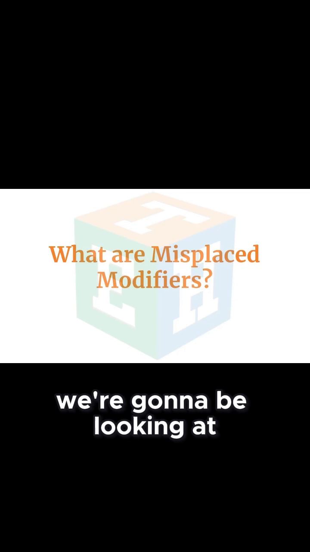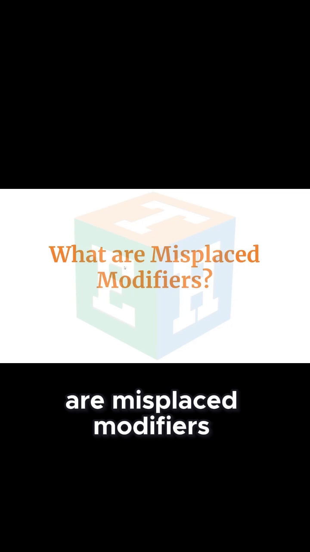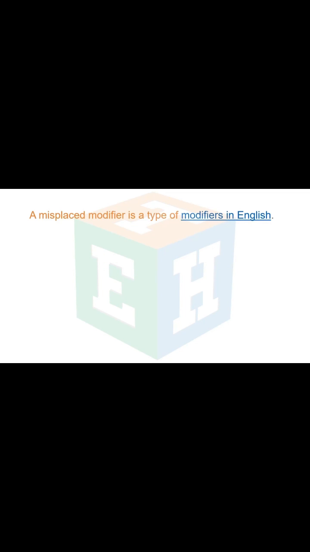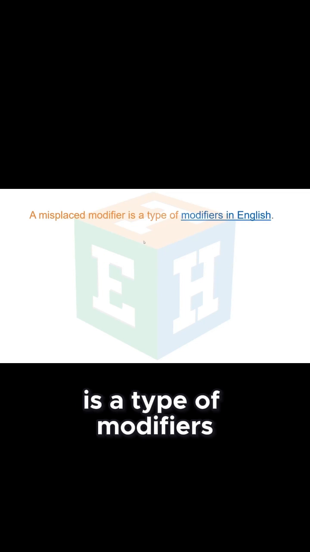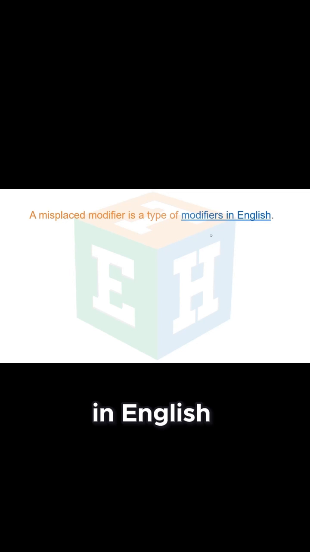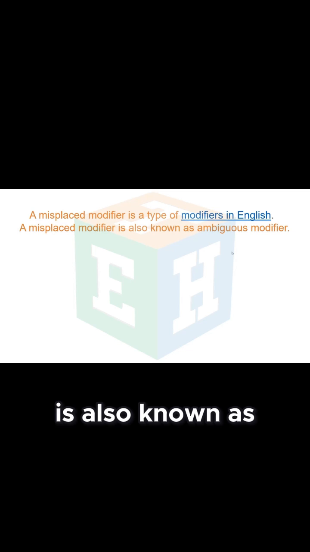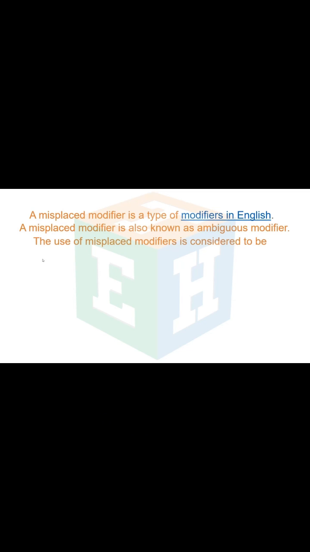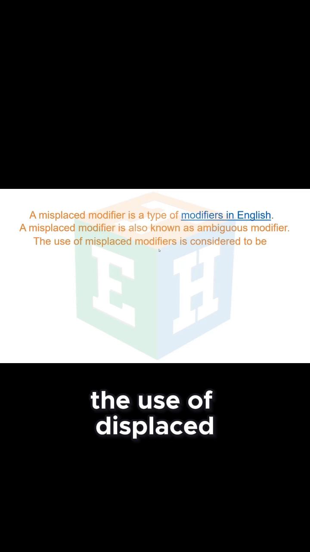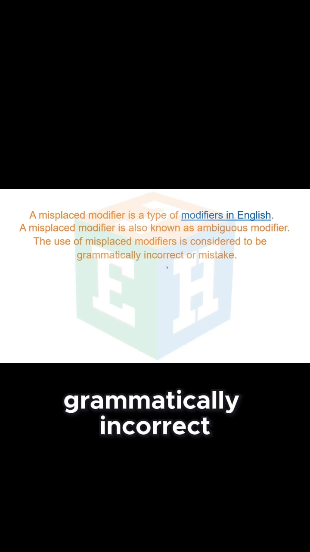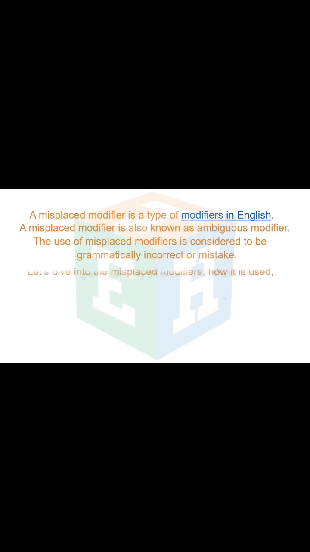In today's video, we're gonna be looking at what are misplaced modifiers. Let's get started. A misplaced modifier is a type of modifier in English. A misplaced modifier is also known as an ambiguous modifier. The use of misplaced modifiers is considered to be grammatically incorrect, or a mistake.